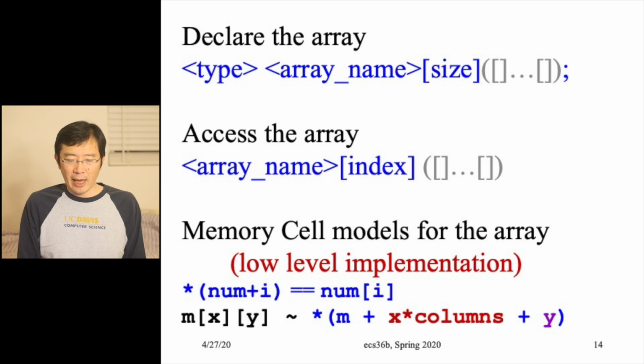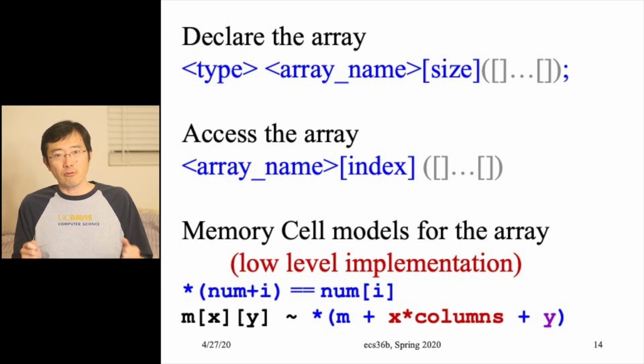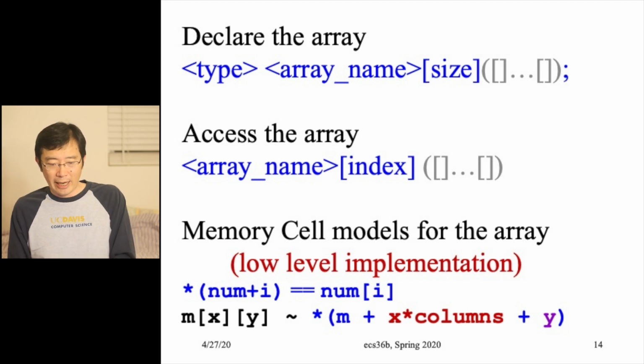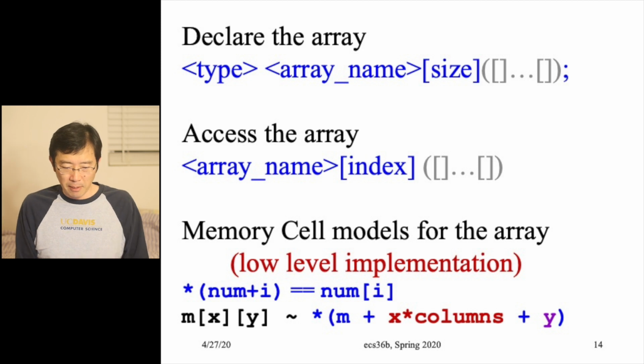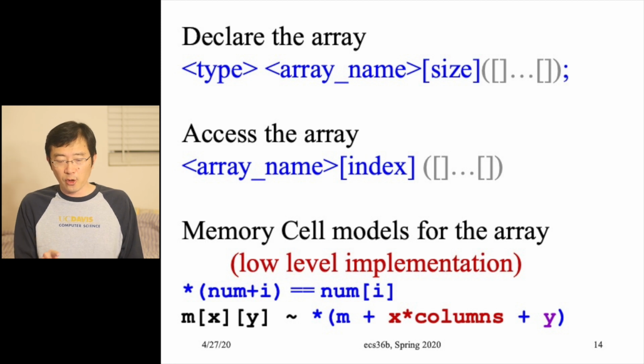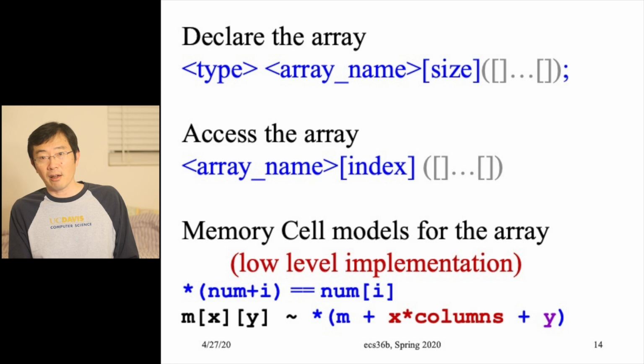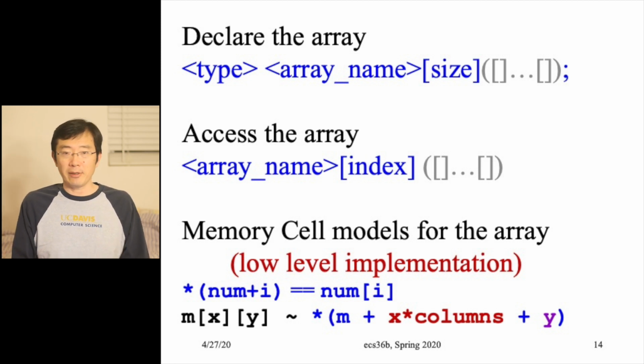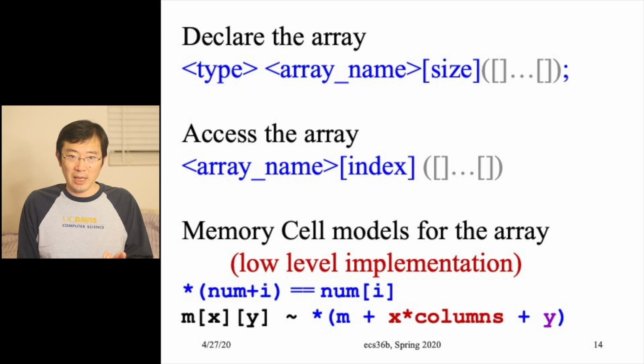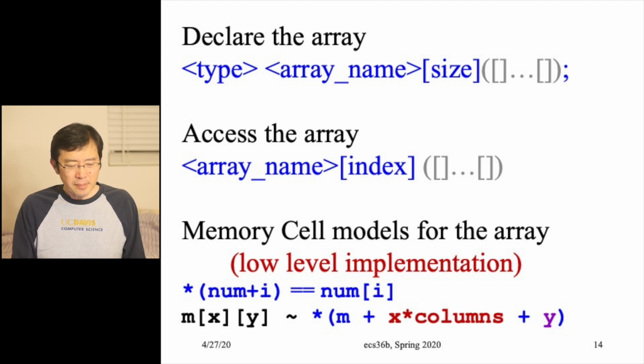There is a very interesting way to represent an array element using pointer notation. For example, toward the bottom of this slide, usually this is a two-dimensional array. I have an array called M, then I provide two indices, X and Y. In C, this is equivalent to *(M + X times the number of columns of that two-dimensional array + Y). The left and right are equivalent in terms of representation. So this shows how you can interchange between array access and address or pointer access. Why is this important?